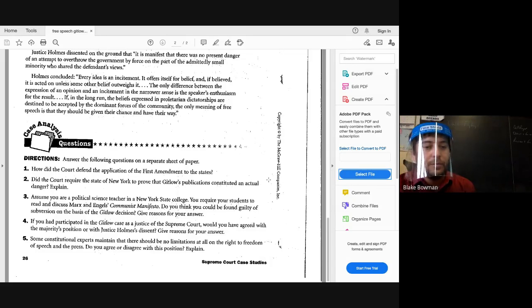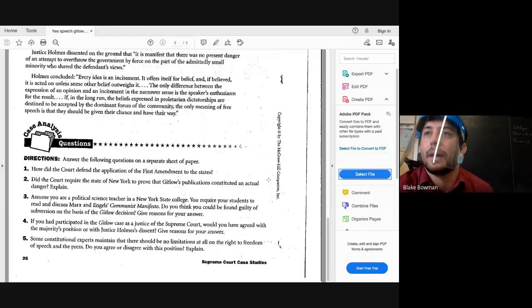Five, some constitutional experts maintain that there should be no limitations at all on the right to freedom of speech and press. Do you agree or disagree with the position? Devin, what do you think? I'd say it should remain limited because people sometimes might go out and totally just rework everything. I don't know how to explain it. You might be saying false things about a company, business, person, politician, whoever it might be.